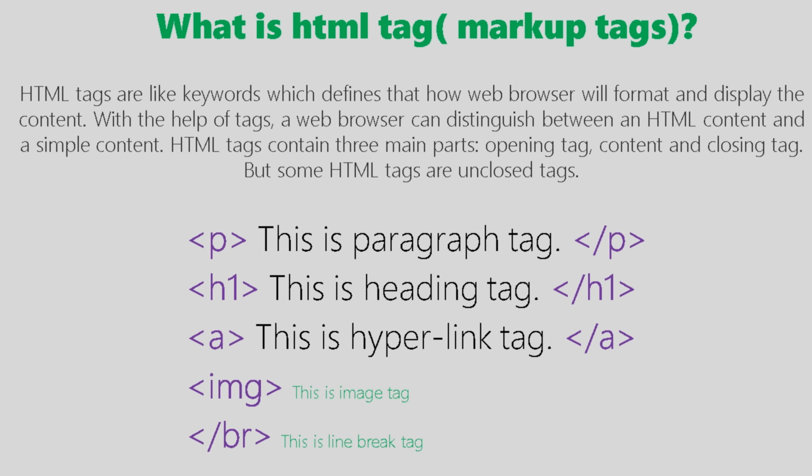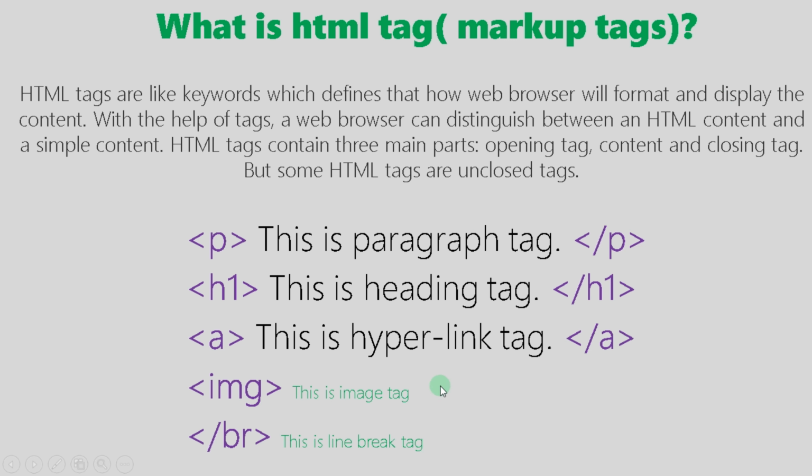First of all, I will describe the HTML tags. HTML tags are like keywords which define how the web browser will format and display the content. With the help of tags, a web browser can distinguish between HTML content and simple content. HTML tags contain three main parts: opening tag, content, and closing tag. But some HTML tags are unclosed tags. I will show you how these tags look with these examples.